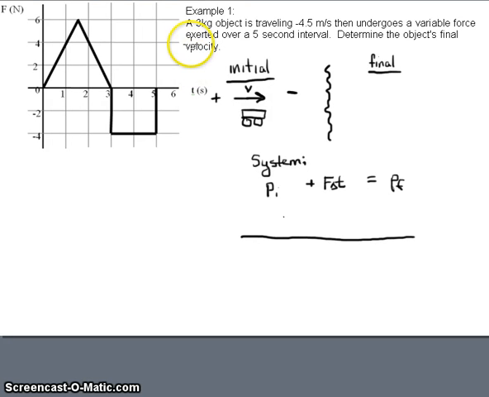Alright, so in our first problem, we have example number 1. A 3 kilogram object is traveling at negative 4.5 meters per second, then undergoes a variable force given by this graph here over a 5-second interval. Determine the object's final velocity.